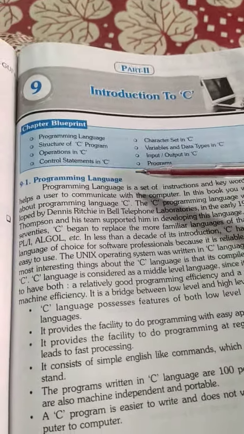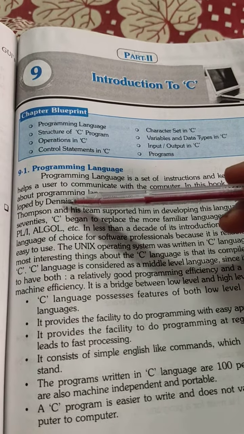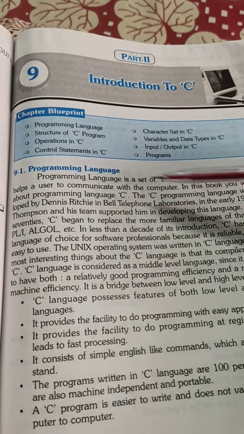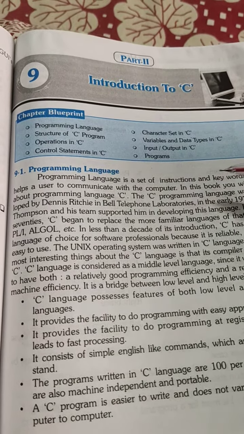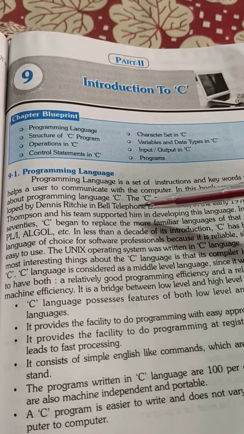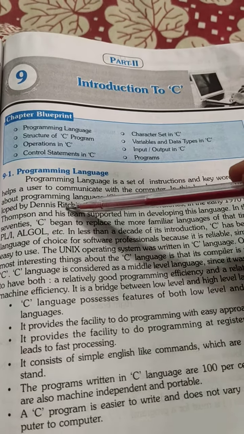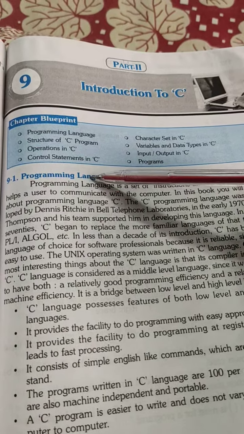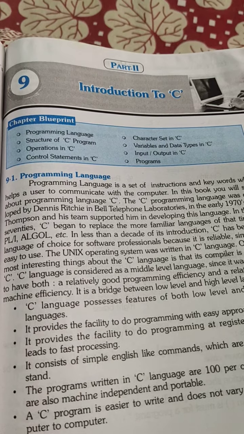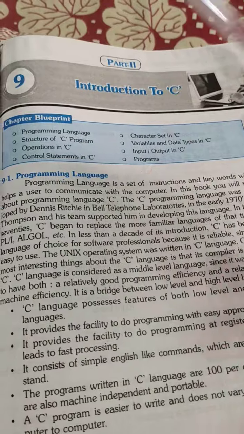In this chapter we will be discussing who developed the C language. Dennis Ritchie is the person who developed the C language in Bell Telephone Laboratories, and Ken Thompson and his team supported Dennis Ritchie in developing the programming language.